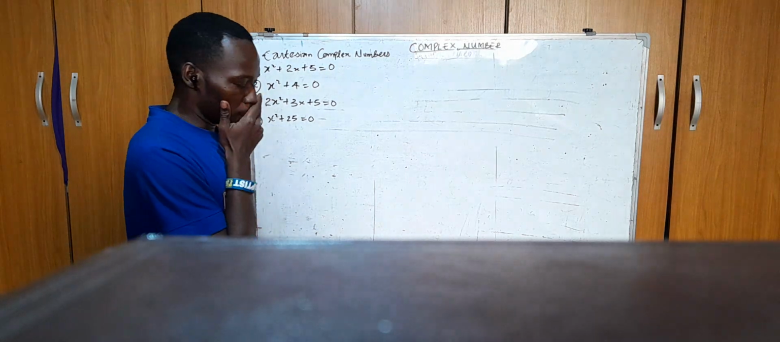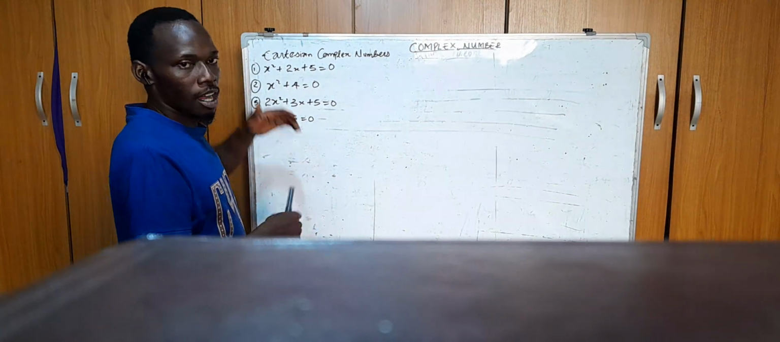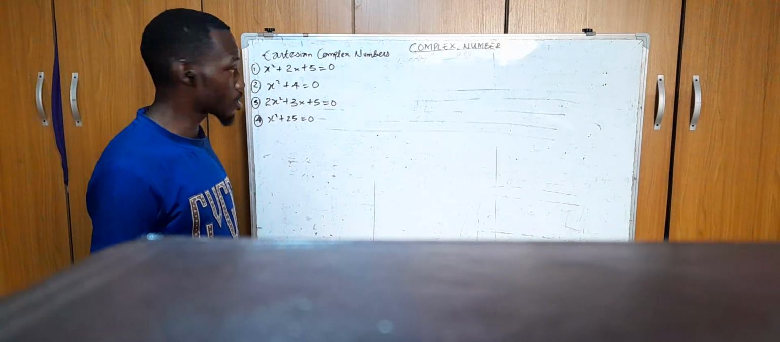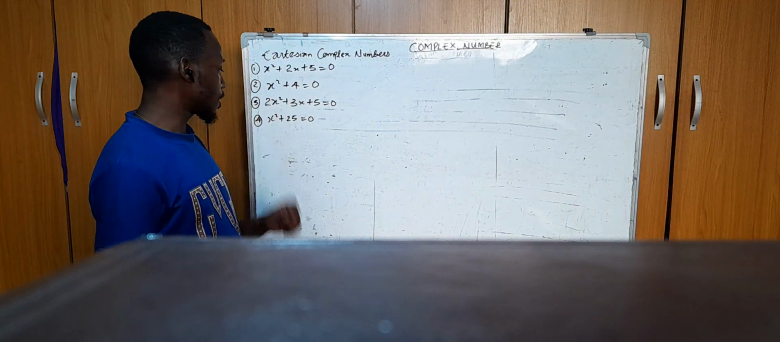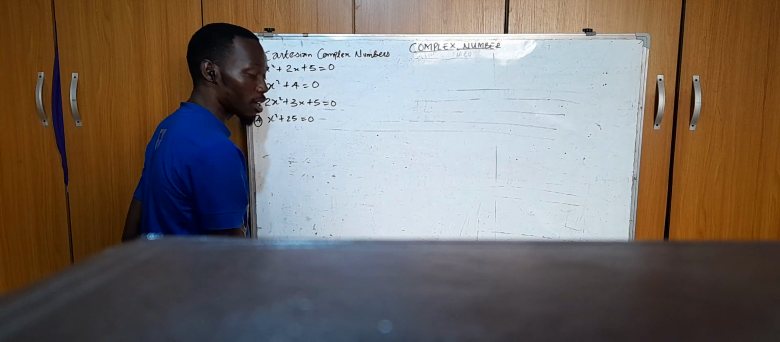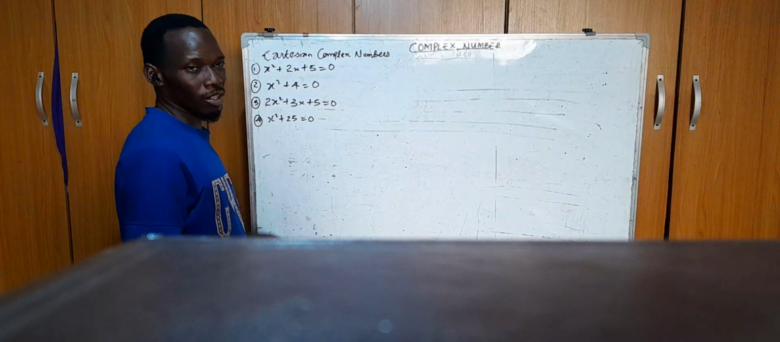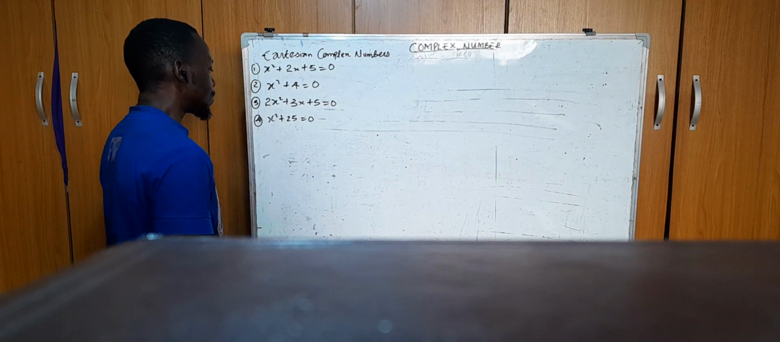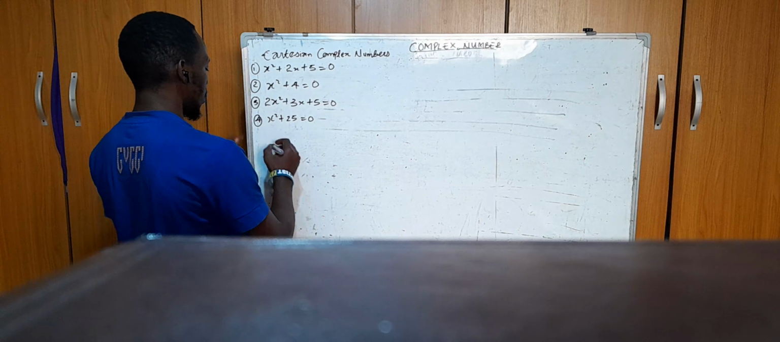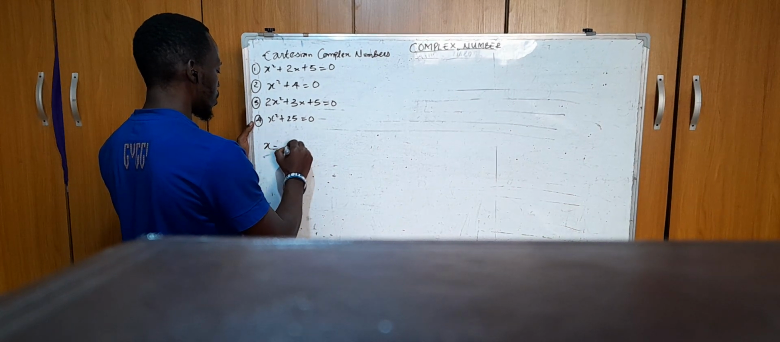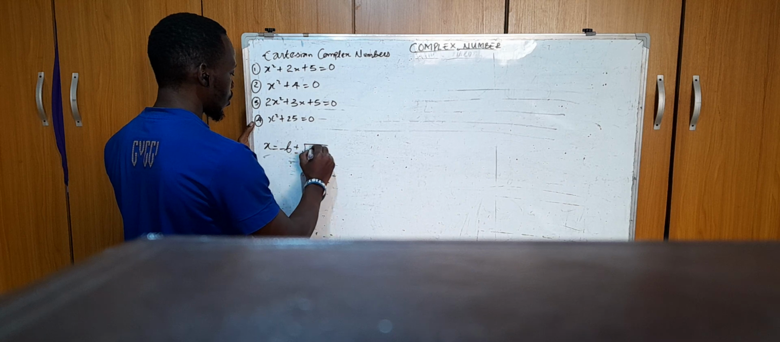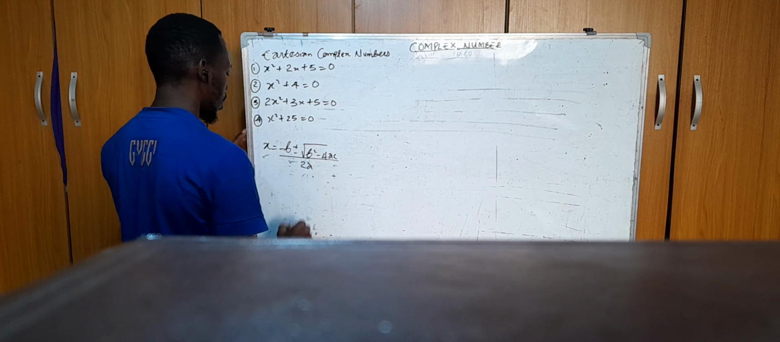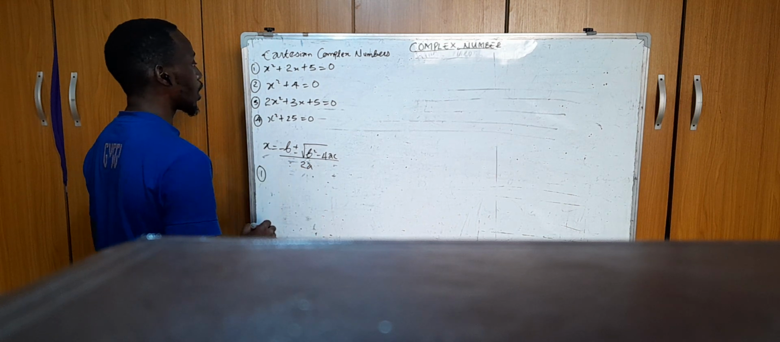Let's go deeper. After that introduction, let's solve some questions. Cartesian complex numbers. All right, let's solve question one. We have to look for the values of x. Or the question can say what are the roots of the equation. All right, we'll be using the formula method. That's x equals minus b plus or minus square root of b squared minus 4ac over 2a. Right, let's start with question one.